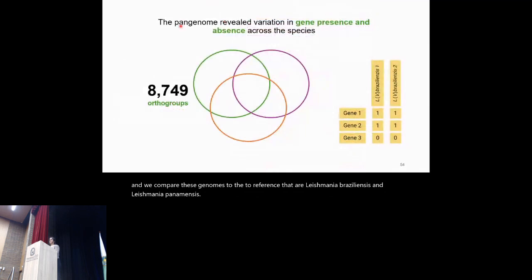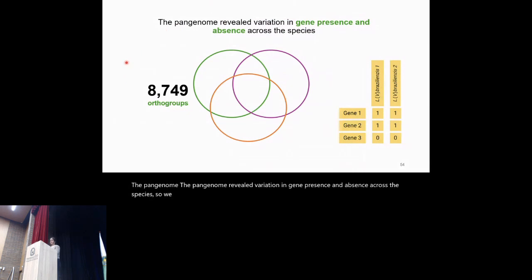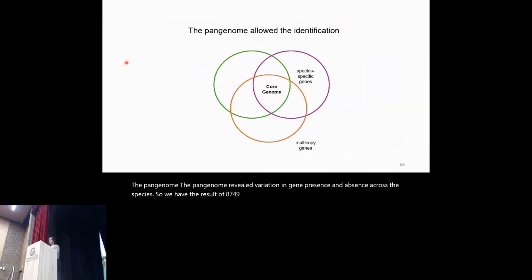The pangenome reveals variation in gene presence and absence across the species. So we have the result of 8,749 orthogroups. And this pangenome also allows us to identify the core genome, the species-specific genes that correspond to the accessory genome, and the multi-copy genes.